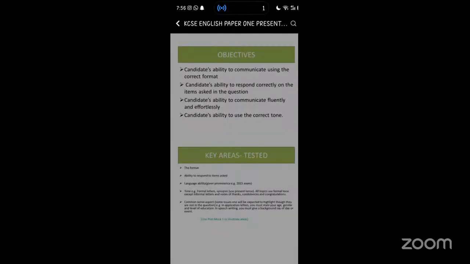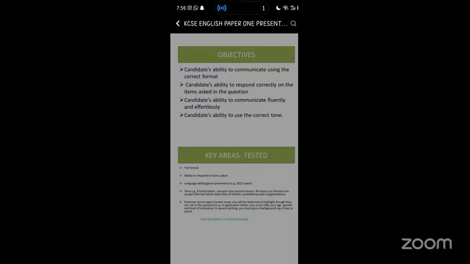Call them four things that we mark. Number 1 is the format. We are interested with the format. And if you can see the key areas tested, ndizo tunaangalia hapo. In that format, we are saying the candidate should be able to communicate using the correct format.